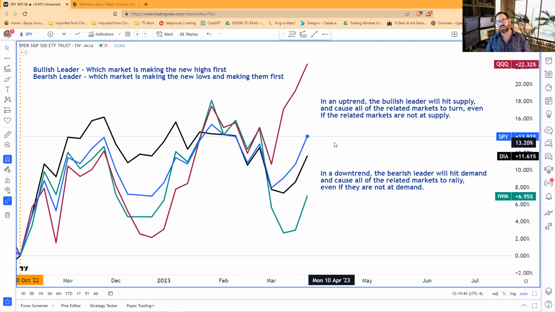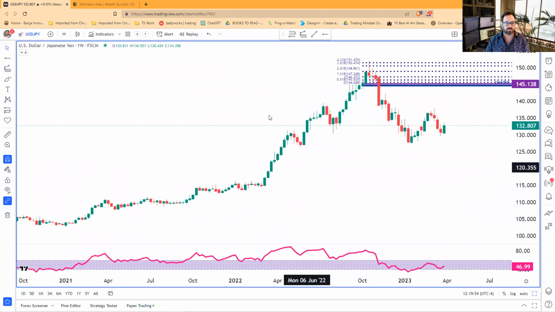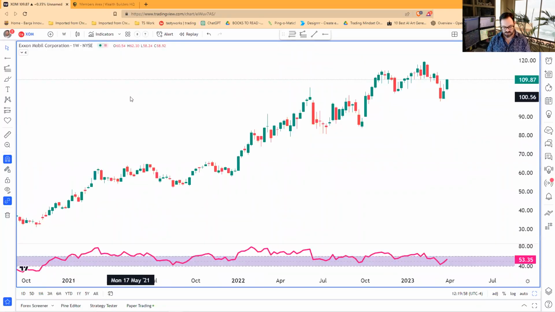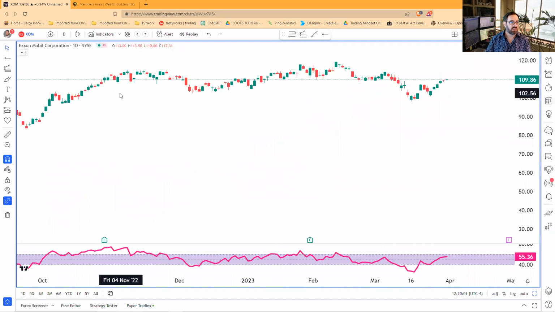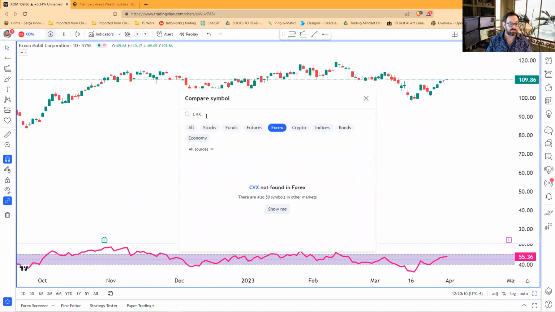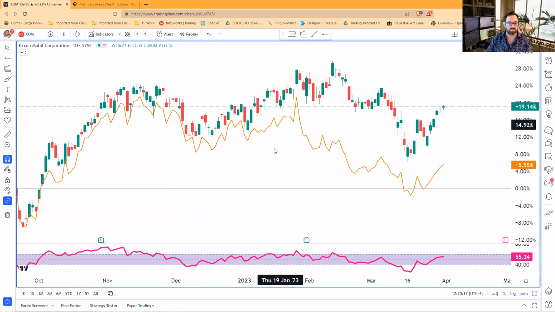You can use correlation studies on your charts and throw a couple of securities up. For instance, here, if I go into a chart and let's do XOM, it's ExxonMobil. Let's do it daily. And I can add in, and here it says compare symbol. I just hit that little plus sign. It's easy on this one. CVX, Chevron Corporation. And you see I put them together there.